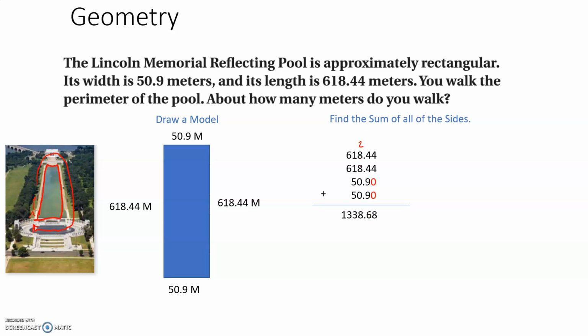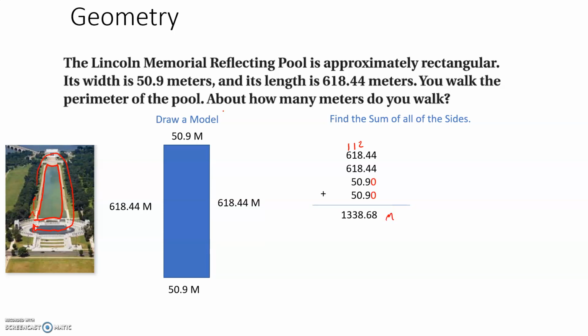2, 10, 18, drops down 1, 2, 3, 8, 13, 1, 7, 13. All right, so I get 1,338 and 68 hundredths meters.